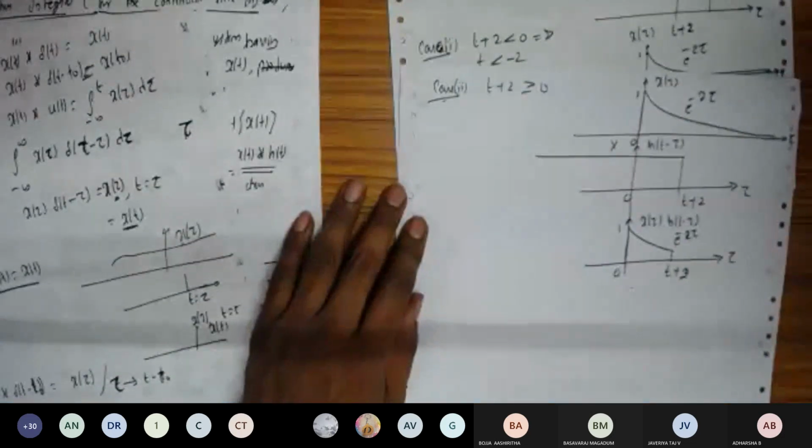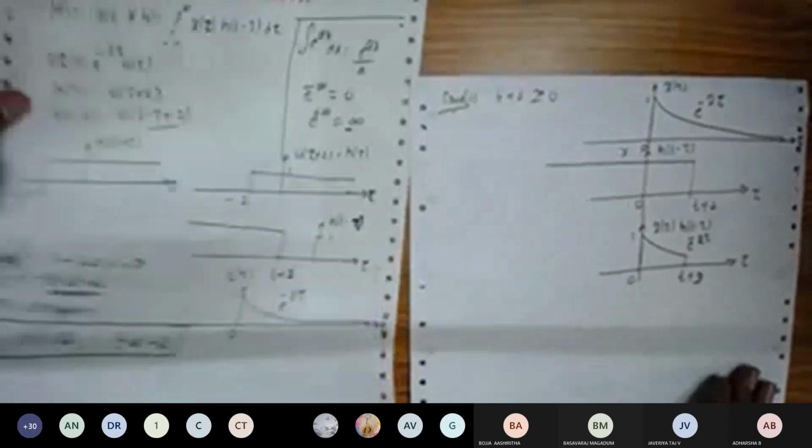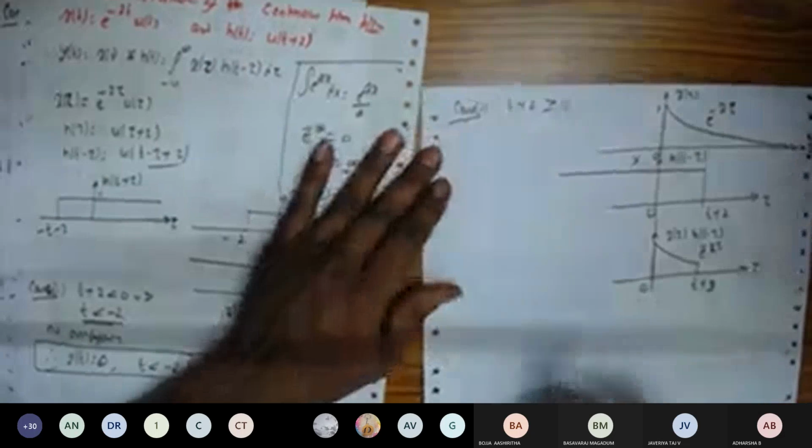Done, right? Any doubts in this one? This is actually a very easy, very simple concept. If you know the concept, you can enjoy the problems.